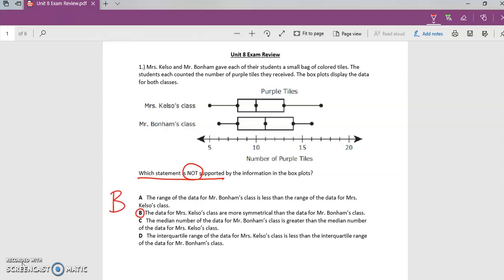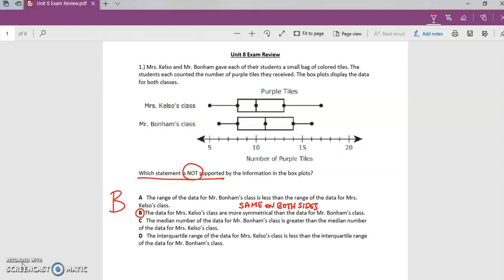It tells us the data for Miss Kelso's class are more symmetrical than the data for Mr. Bonham's class. Symmetrical means that it's the same on both sides, so it's going to be pretty much equal on both sides, like a mirror image. So Miss Kelso's class, you have a short line right here, a short line that's a little bit longer over here, and then the box is kind of in the middle, but not really. It's a little bit more left than right.